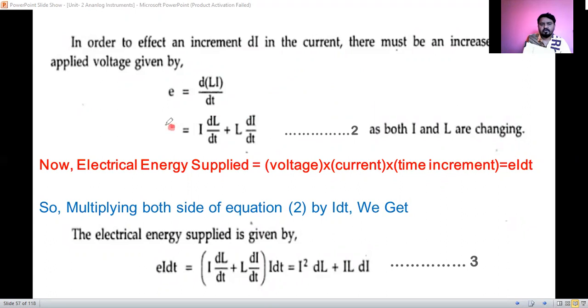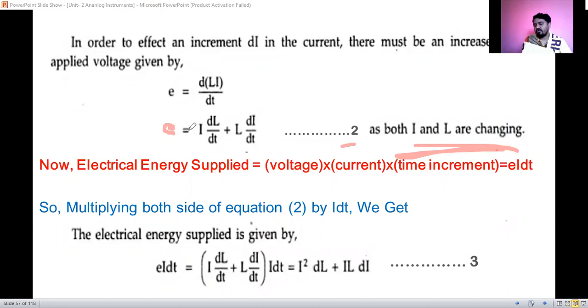This is called E, it is nothing but the applied voltage. So equation number 2. Both I and L are changing here, for that reason we have done this. Okay, so because of the changing current, whatever mechanical work we have done, that equation we have written, and the applied voltage also we have written here.